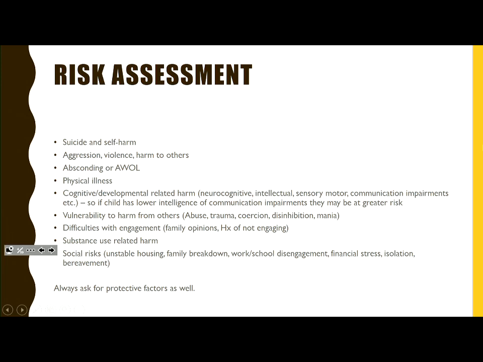So one is cognitive or developmental related harm. So there might be more risk. If you have a child who, say, is autistic or has an intellectual disability, they can be much more vulnerable. There's also, obviously, abuse, which is a big thing with children. You want to check for that. Since they're living at home, they're particularly vulnerable in that sense.